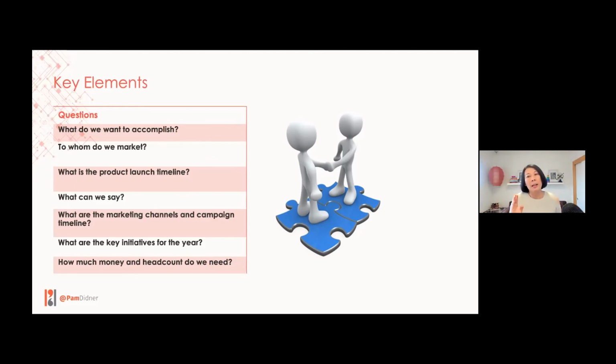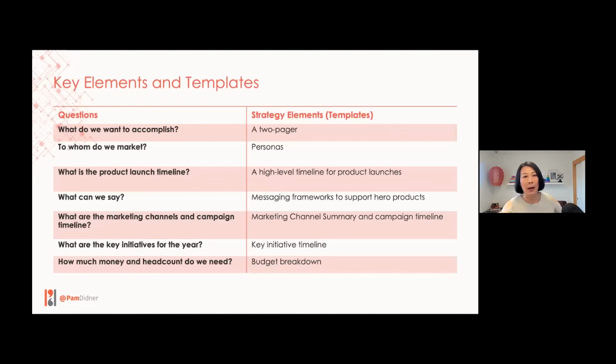And if you are just looking at those questions, you're like, okay, you know what, Pam, what can I do? What do I need to do to actually address those questions? Well, here are the templates, right? For what do you want to accomplish? It's a 2-pager. To whom do you market? It's persona.